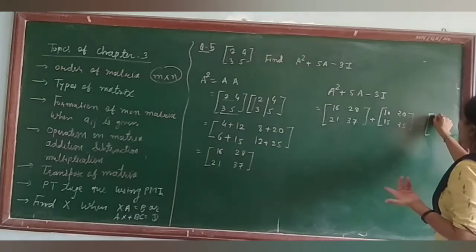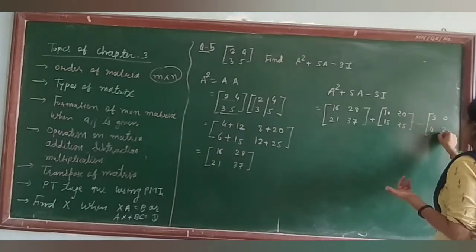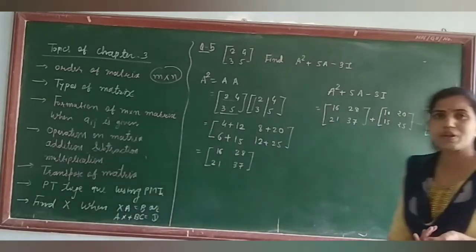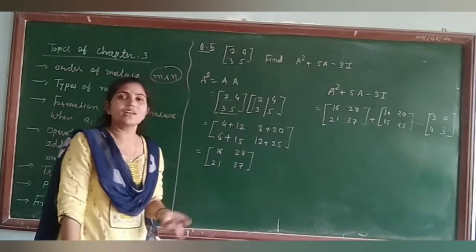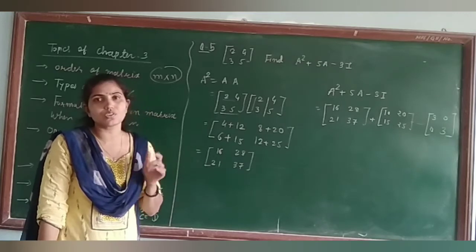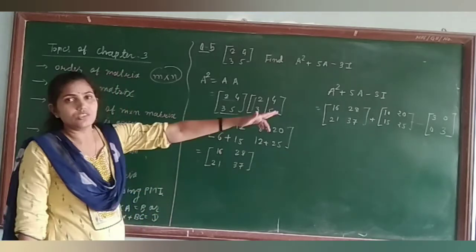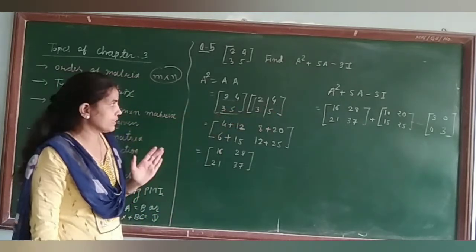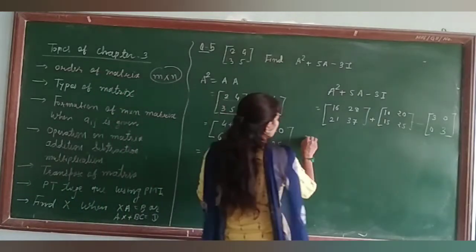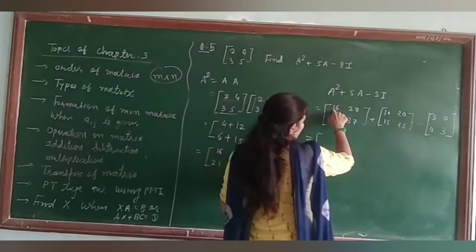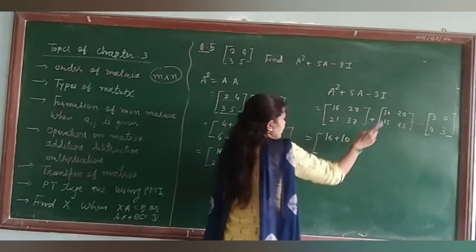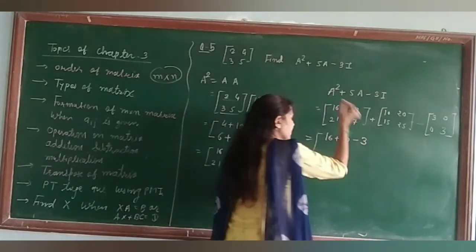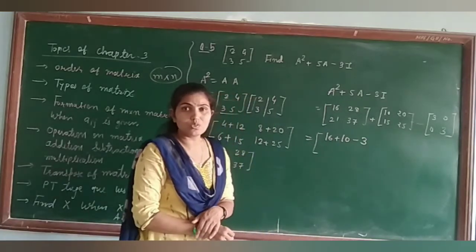So here I have 3, 0, 0, 3. We have to multiply our identity matrix. As this is a 2 by 2 matrix, your identity matrix is 2 by 2, 1 0 0 1, and you have to multiply it with 3. So like this. Now apply the addition and subtraction. Addition means corresponding elements you have to add, and subtraction means the corresponding elements you have to subtract.